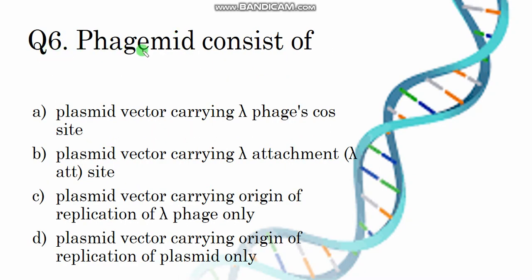Question number 6. Phasmid consists of: option A, plasmid vector carrying lambda phage cos site; option B, plasmid vector carrying lambda attachment att site; option C, plasmid vector carrying origin of replication of lambda phage only; option D, plasmid vector carrying origin of replication of plasmid only. Here the phasmid consists of a plasmid vector carrying the lambda attachment, that is the att site. This is the correct answer here.